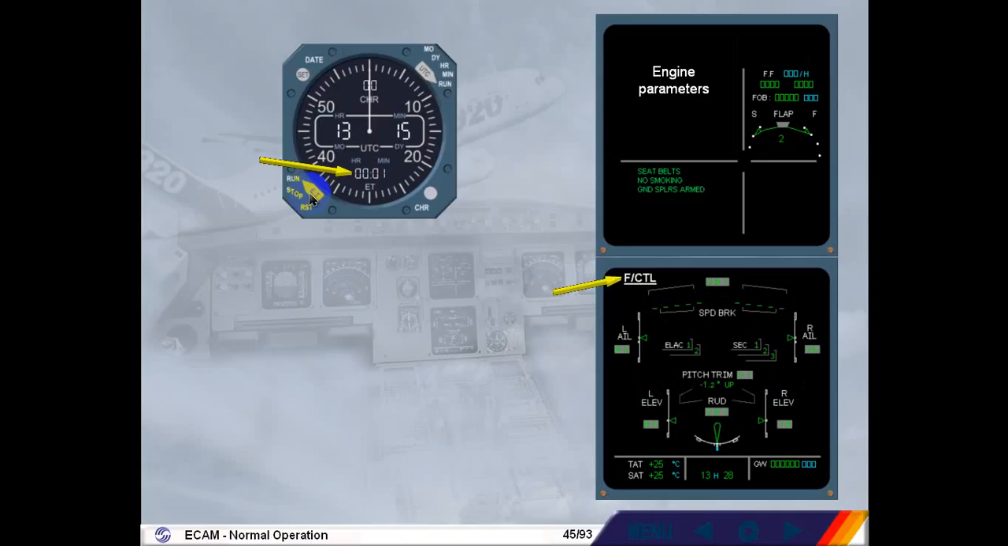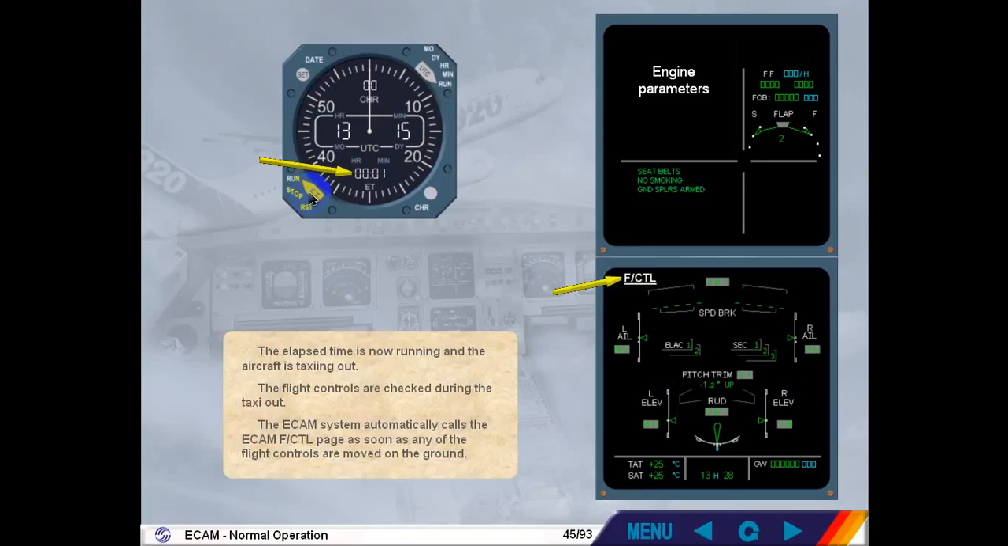The flight controls are checked during the taxi out. The ECAM system automatically calls the ECAM flight control page as soon as any of the flight controls are moved on the ground.